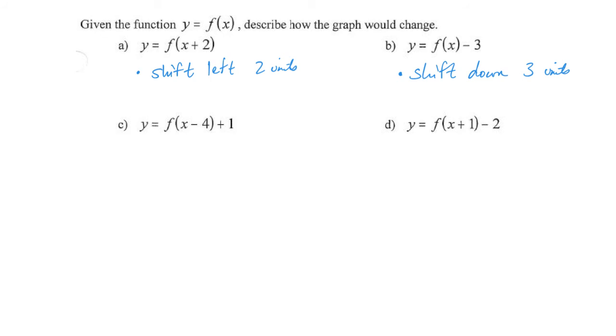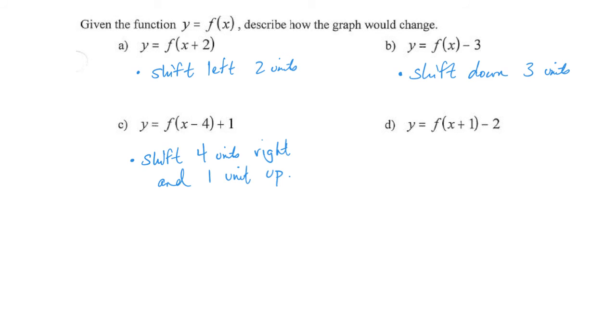We take a look at C. In C, we notice that we have 2 add and subtracts. Doesn't matter what order, I go through and deal with an add or subtract. So maybe I deal with the -4, and I say I have a shift 4 units. Now I need my direction. It's minus on the inside, so everything has to be bigger. So that means to the right. And I have to deal with my +1 on the end. That's outside the function, so that's vertical. And 1 unit up.